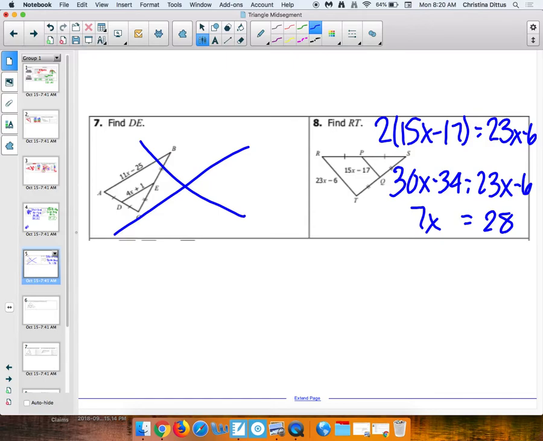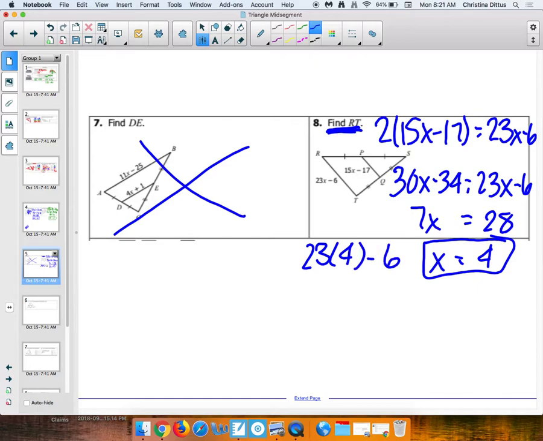So x has to be 4. Notice it says find our t though. So what do I gotta do? Gotta plug it in. Plug it in. To what? 23x. 23 times 4 minus 6. How much is our t? 86. A number. For me.